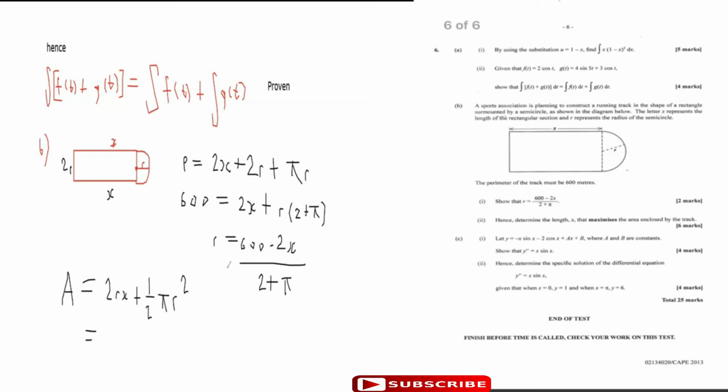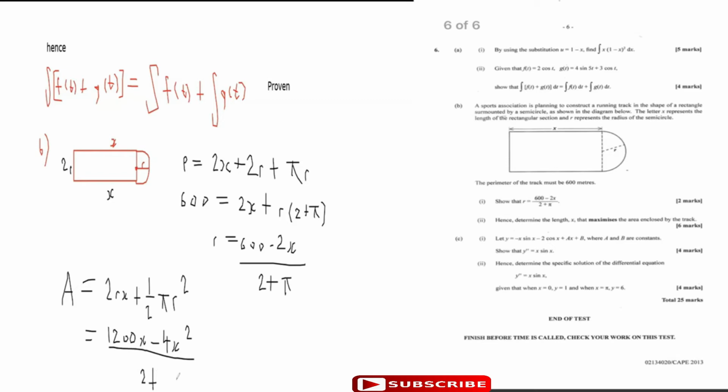That's dangerous. So substituting for r, I'm going to get 2 times x times 600, which is 1200x, minus 2x times 2x. 2x times minus 2x becomes 4x squared, over 2 plus pi.